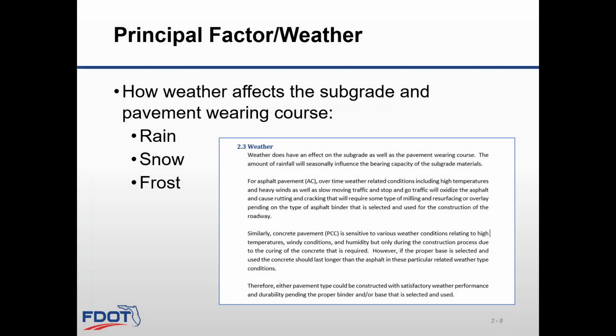Weather affects the subgrade and pavement wearing course. The amount of rainfall, freezing, thawing, and winter clearing operations affect the pavement wearing surface. For example, salt used to de-ice the roads causes corrosion to the rebar on concrete pavements. Also, asphalt becomes more brittle with freeze and thaw cycles, causing more cracks, potholes, and depressions. These weather factors such as rain, snow, and frost affect the performance and the maintenance costs associated with them. The frost penetration will seasonally affect the bearing capacity of the subgrade material.